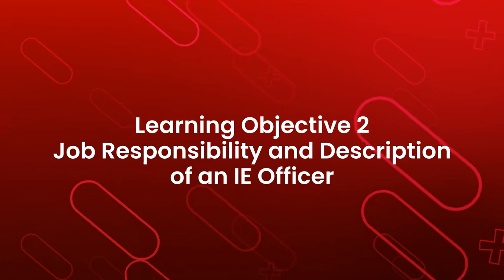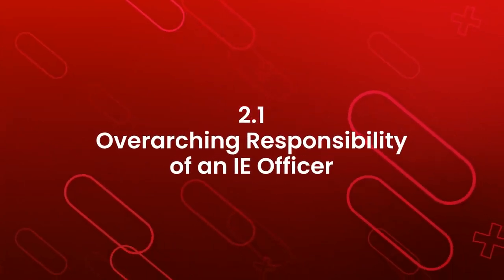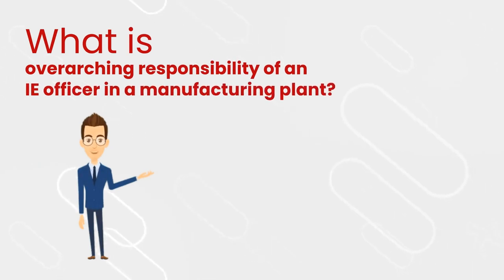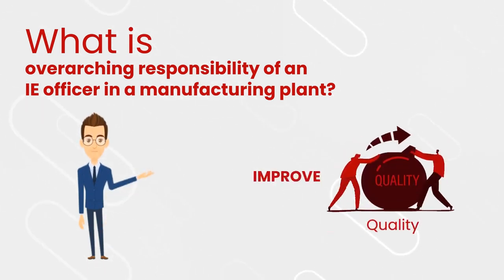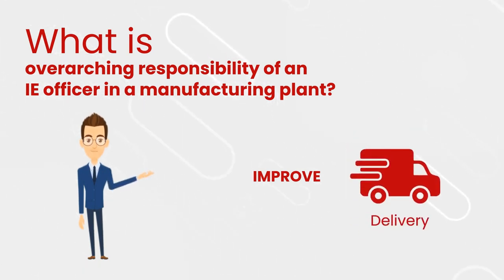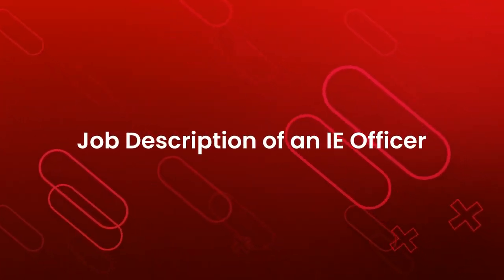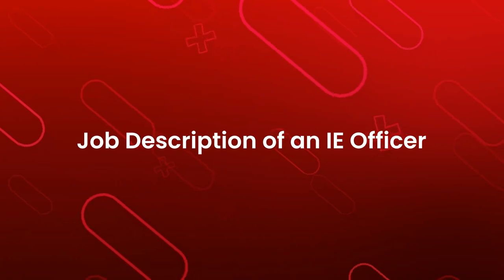Learning Objective 2. Job responsibility and description of an IE officer. Overarching responsibility of an IE officer. What is the overarching responsibility of an IE officer in a manufacturing plant? An IE officer is responsible for a range of tasks to improve efficiency, quality, service, productivity, price, and delivery of an organization.